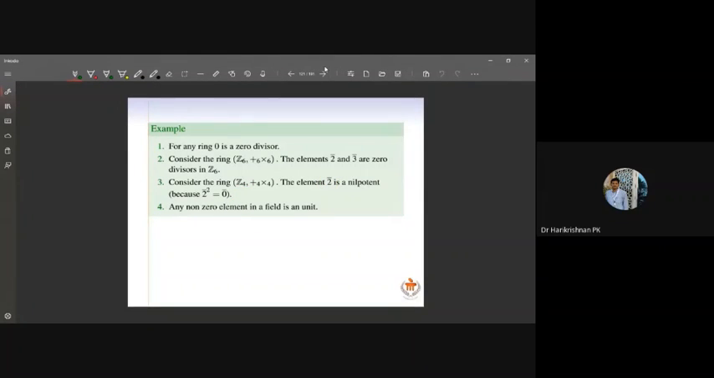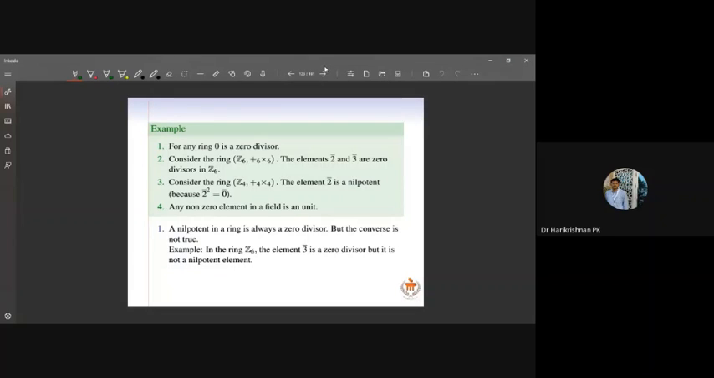Any non-zero element in a field is a unit. In a field, every non-zero element is a unit. You can see that a nilpotent in a ring is always a zero divisor. But the converse is not true. Every zero divisor is not a nilpotent element.